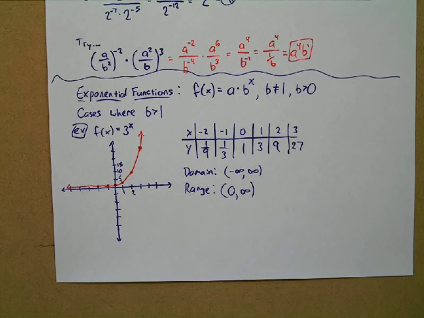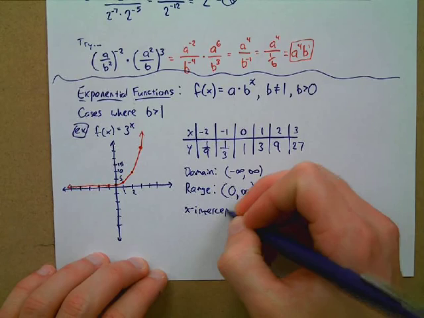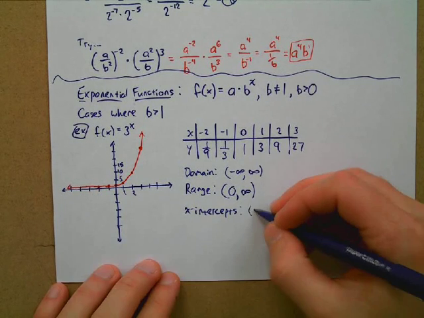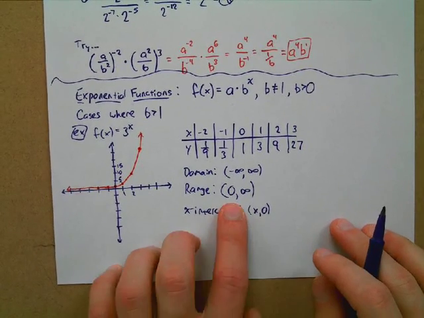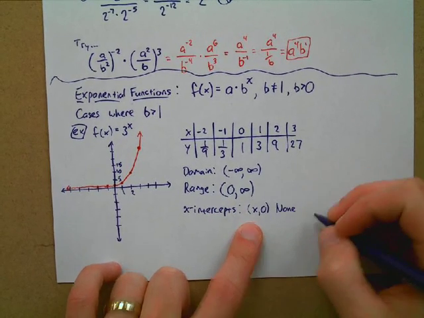All right, let's see, just some other things. Do we have any x-intercepts here? No. An x-intercept is when you have x comma 0, when you have 0 for your y-coordinate. But we just said the range, the y-coordinates, don't include 0 here, so there won't be one. 3 to the x never equals 0. It gets really close, but never equals 0. And of course, we already found the y-intercept, which is 0 comma y. It's the point 0, 1.